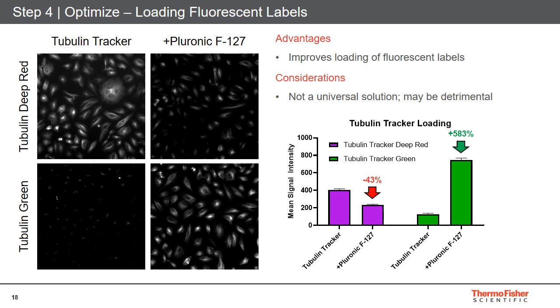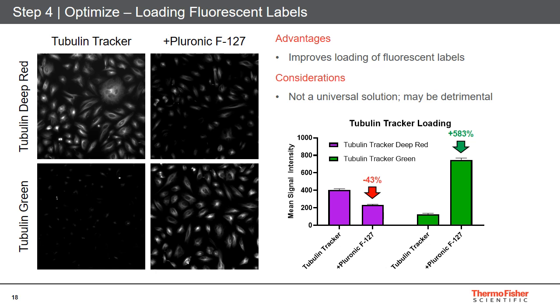And as I mentioned before, the new reagent that we worked on recently is this deep red version of tubulin tracker. So what we can actually see here is that if we look at our original tubulin tracker, the green on the bottom left, we have a fluorescent image that is matched in exposure and contrast to the image on the right. And what we see is that if we just incubate with the tubulin tracker by itself, we don't get very effective loading at all. The signal is actually quite dim and is really barely above background, and that can be reflected in the quantification there on the right.